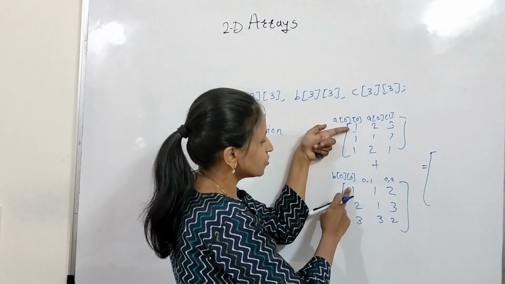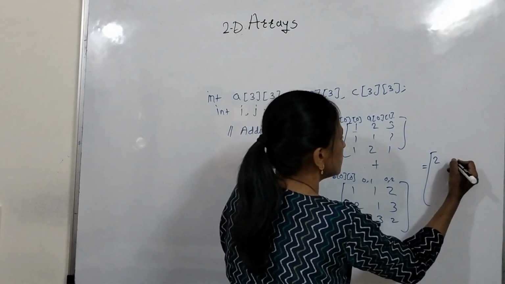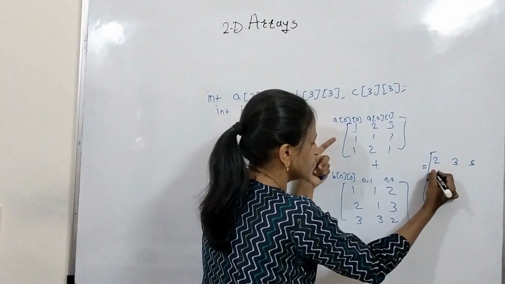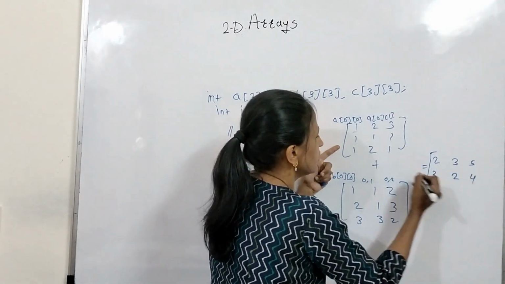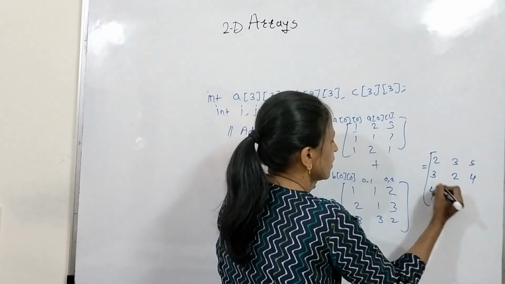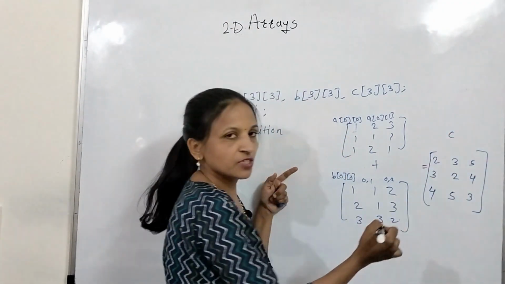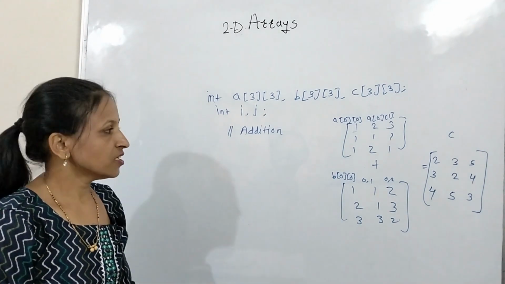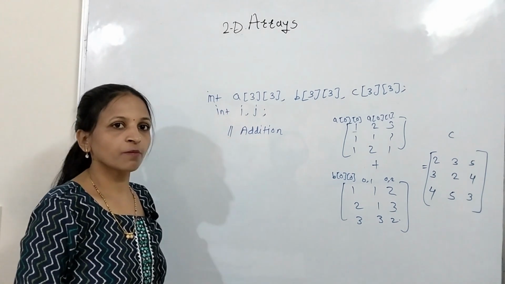Okay, for 0 0, 1 plus 1 is 2, then 2 plus 1 is 3, 3 plus 2 is 5, here 1 plus 2 is 3, this 1 plus 1 is 2, this 1 plus 3 is 4, here 1 plus 3 is 4, 2 plus 3 is 5, and 1 plus 2 is 3. This will be the resultant matrix, and that we will store in the C matrix, a C two-dimensional array, and that we will display as usual, whatever logic we have seen to display the matrix.